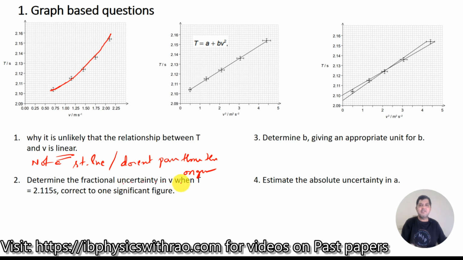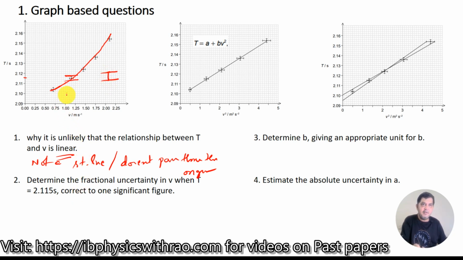Then, determine the fractional uncertainty in V when t is equal to 2.115 seconds. 2.11 is here, 2.12 here, 2.115 should be in the middle here. Which point is it? You have got the value of t here. So how do you find the fractional uncertainty in V? There are 2 points given here. For t equal to 2.115 seconds, this is 1 point here and this is 1 point over here. You get 2 error bars like this, so get this value over here.